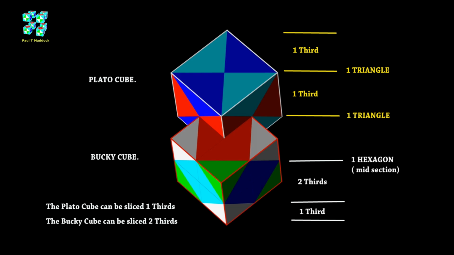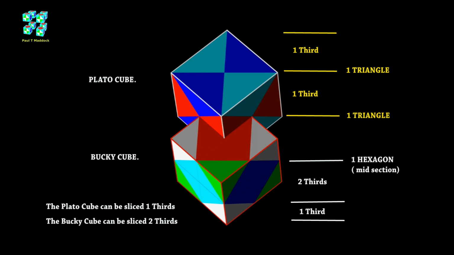Now, the Plato cube can slice into 3 separate 1/3, 1/3, 1/3 sections. The Bucky cube is a little bit different. This slices at the midsection, and then we have 2/3 and 1/3 gaps, the top and the bottom section. The Bucky cube splits in the center, and it provides a hexagon, and this can be used for carbon fiber, but you can see that in my other videos.